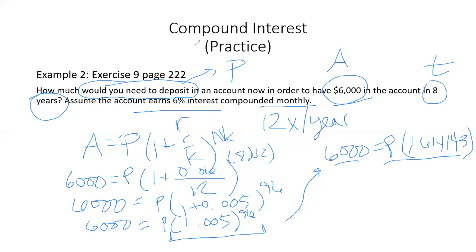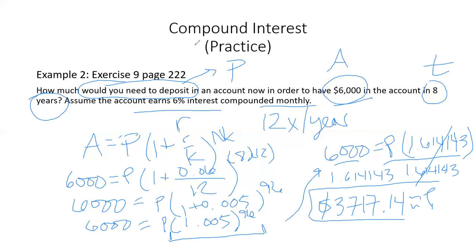I'm going to divide both sides now by that 1.614143. And I should have a principal now of about $3,717.14. And I'm saying that that's about, since now I'm rounding, that's about how much money I need to deposit now. So I would need to deposit about $3,700 to have $6,000 in the account in 8 years.